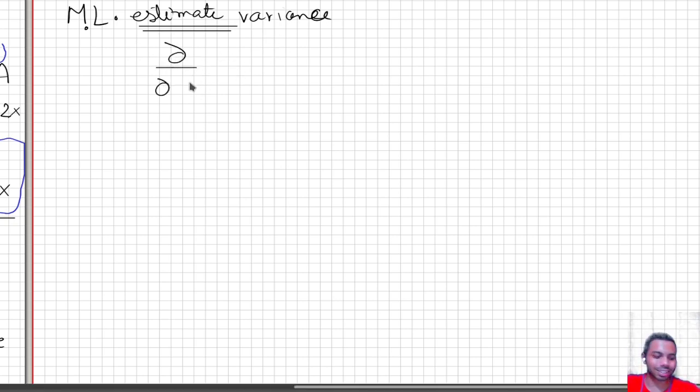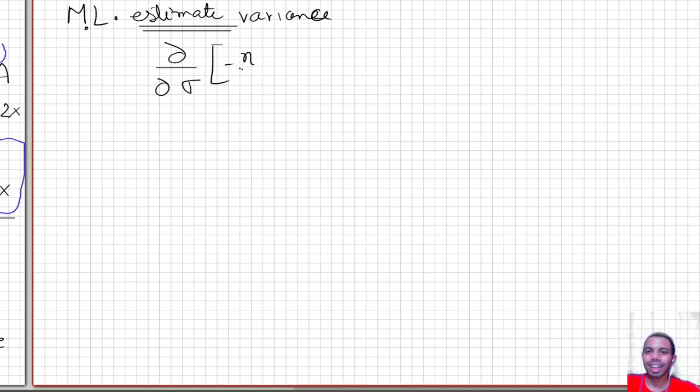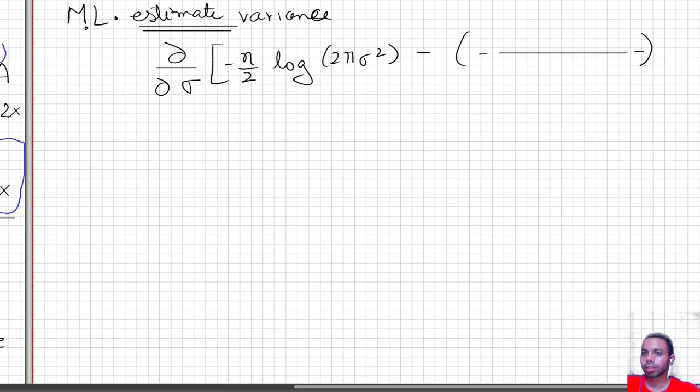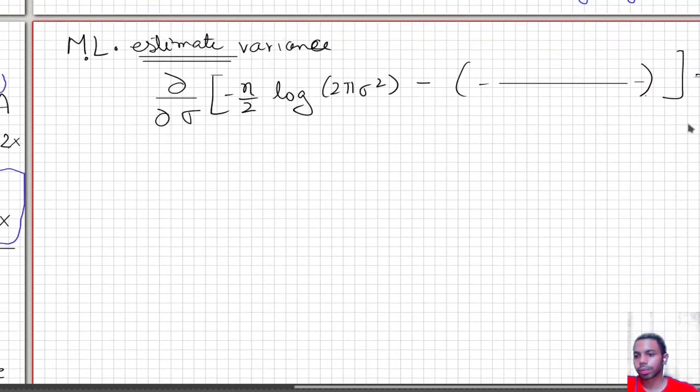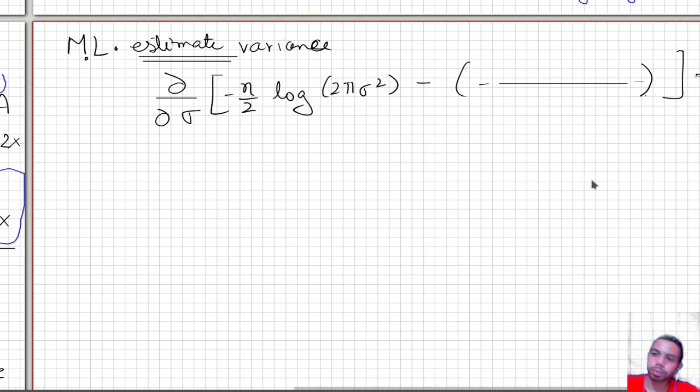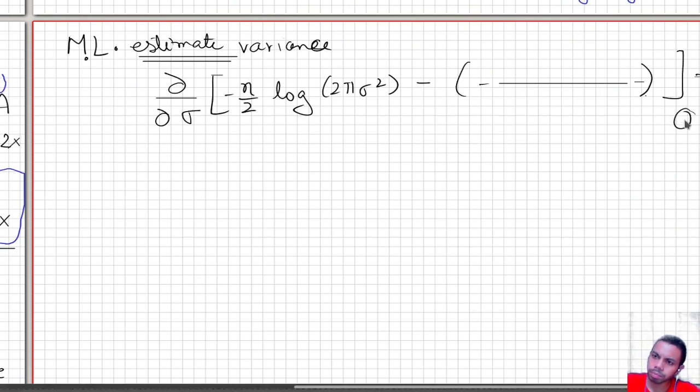Then again, focus. So minus n by 2 log 2 pi sigma square. And then there is this whole term which does not have sigma, which goes to 0. So this entire thing is equal to 0. So let's just take the derivative and be done with it.